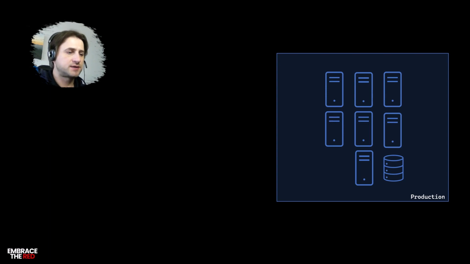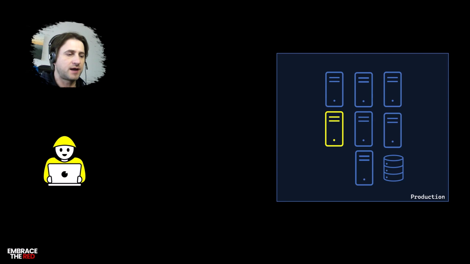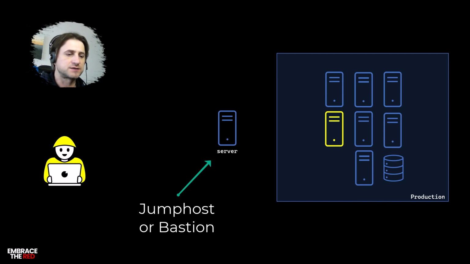Hi and welcome. Let's talk about SSH Agent Hijacking. Typical scenario is you have a production environment, right? And then the developer, in this case Bobby, wants to access a certain machine in production. And the very common use case is there's a jump box, a special server.